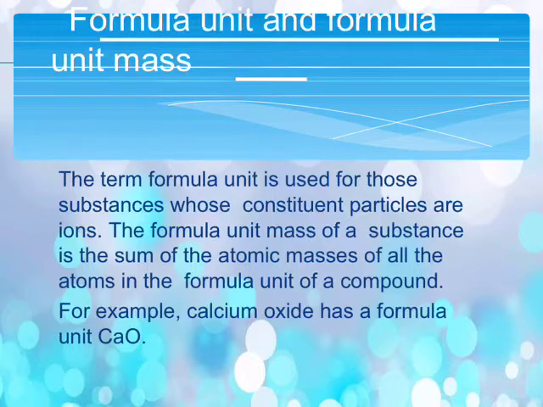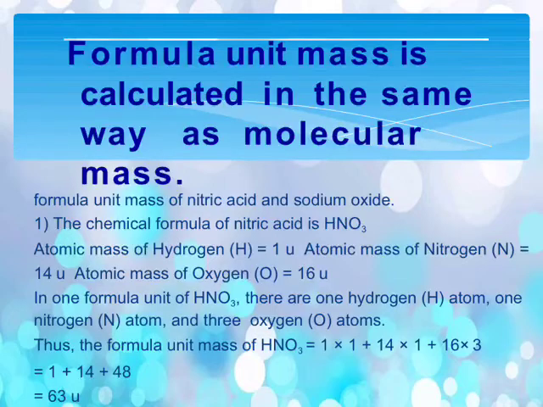The term formula unit mass is used for those substances whose constituent particles are ions, for example NaCl, which is the commonest example which you are doing from the earlier classes. Similarly, one example is calcium oxide, that is CaO. Formula unit mass is calculated in the same way as the molecular mass.